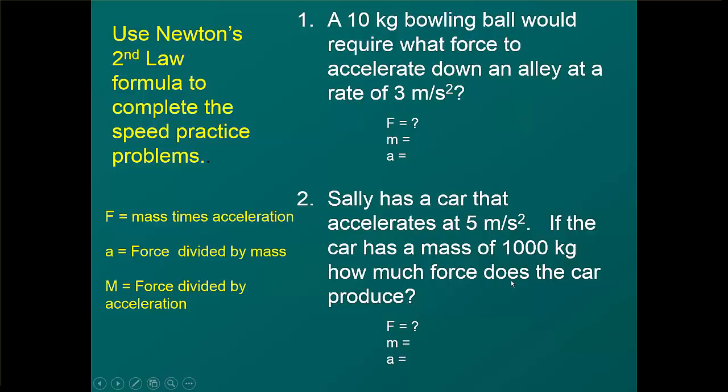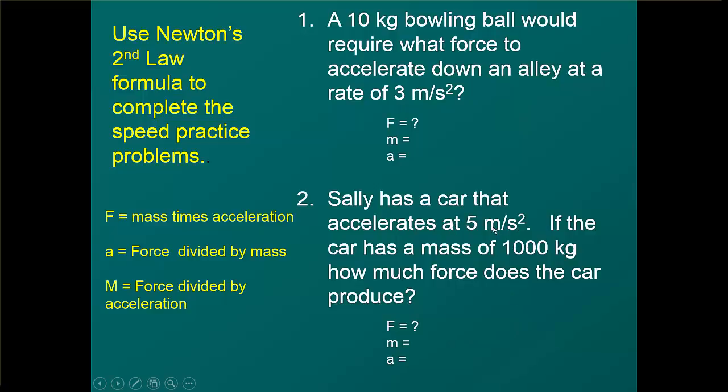All right, Sally has a car that accelerates at 5 meters per second squared. If the car has a mass of 1,000 kilograms, how much force does the car produce? All right, first question, what is it actually asking for? It wants to know how much force. So I'm calculating the force. So I know my formula: force equals mass times acceleration. Does it give me those figures?